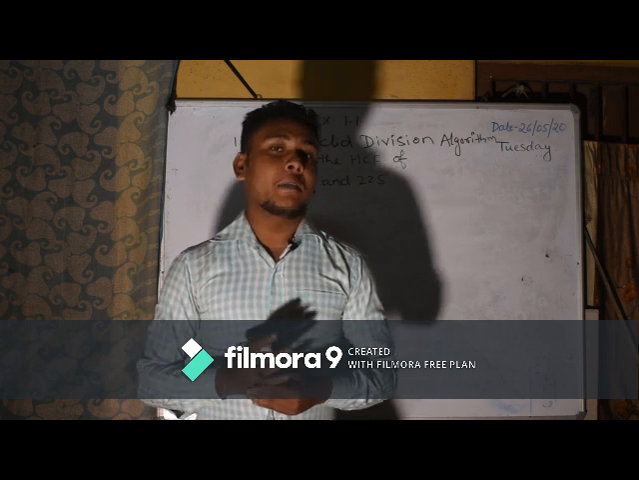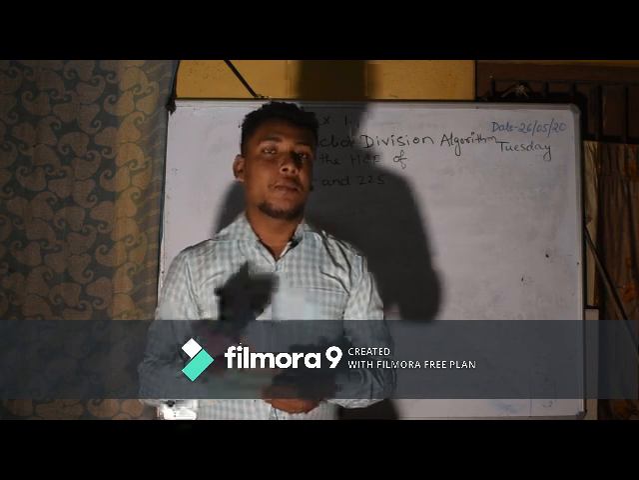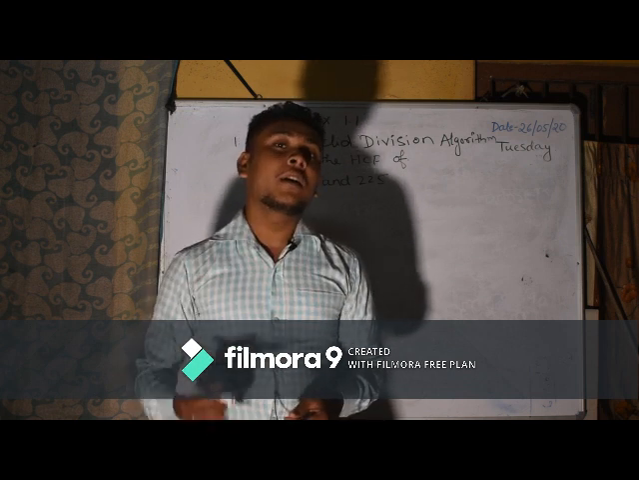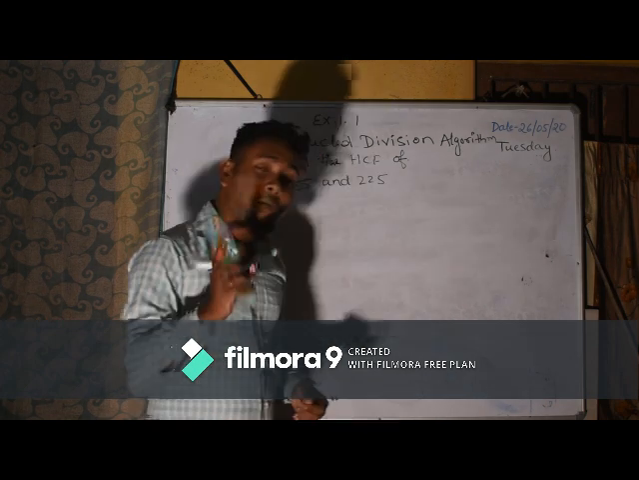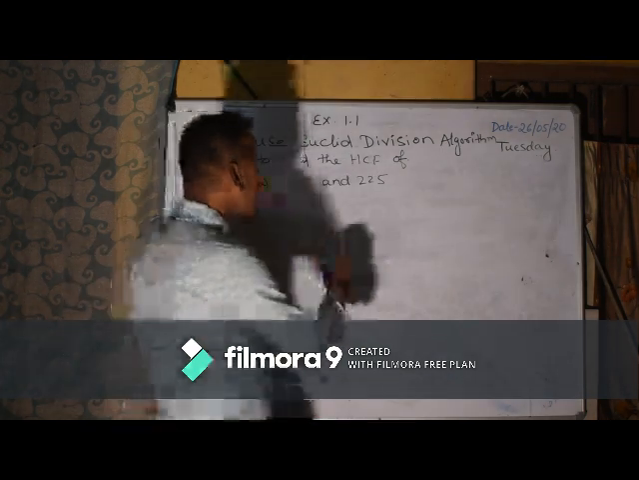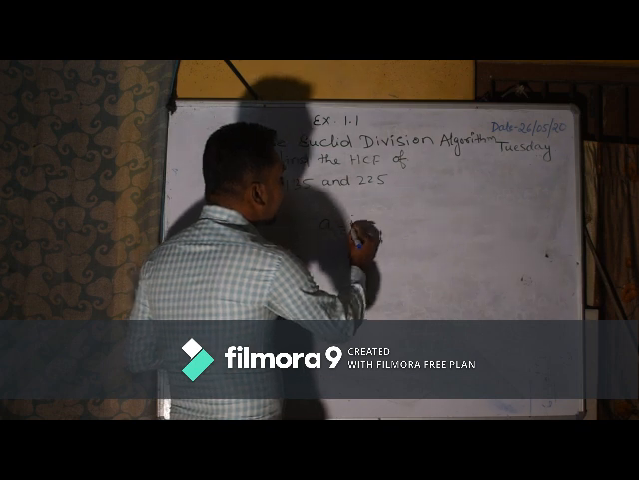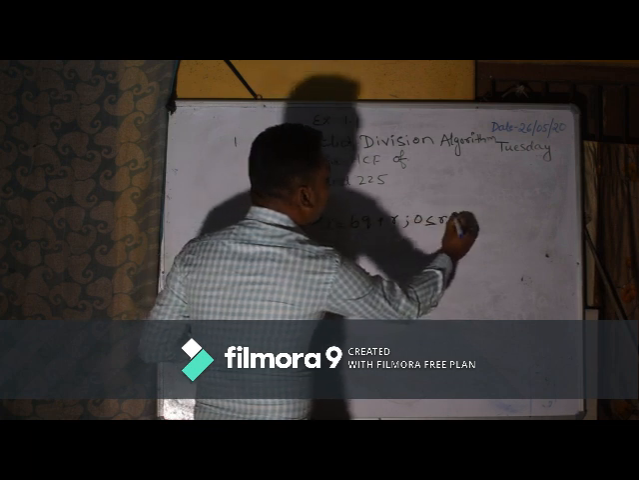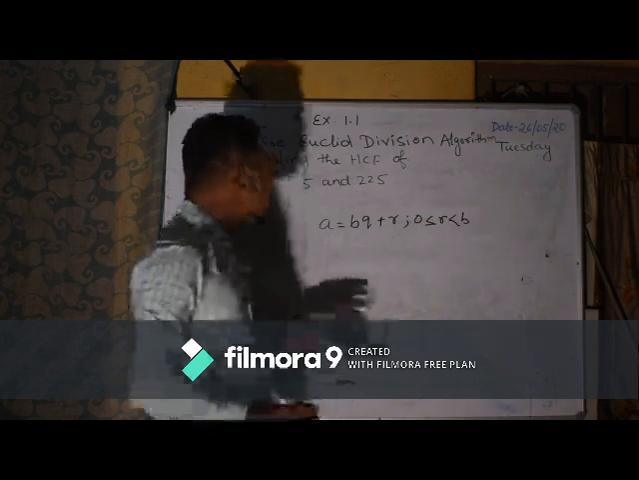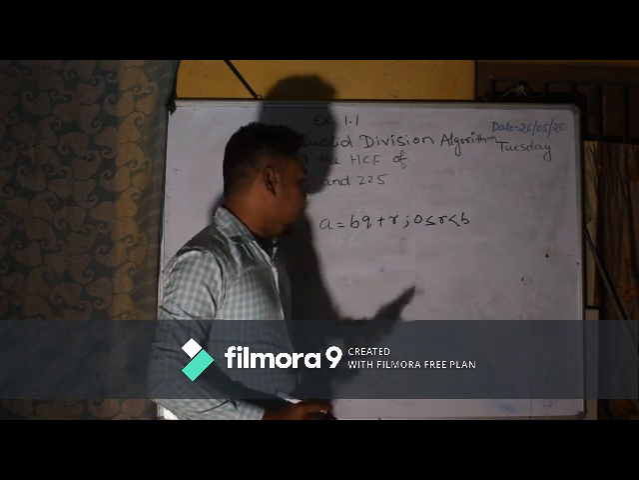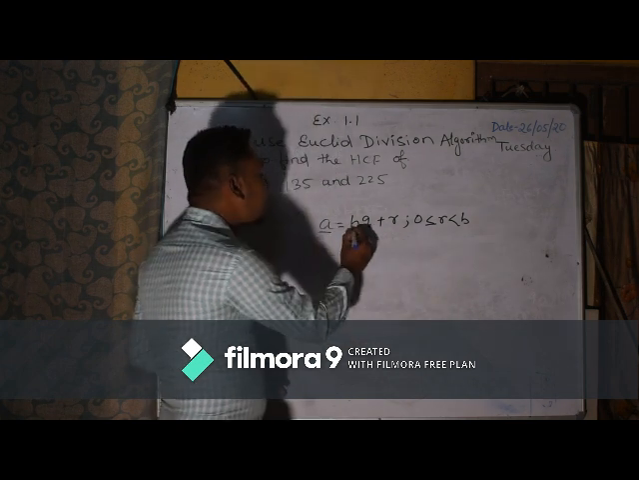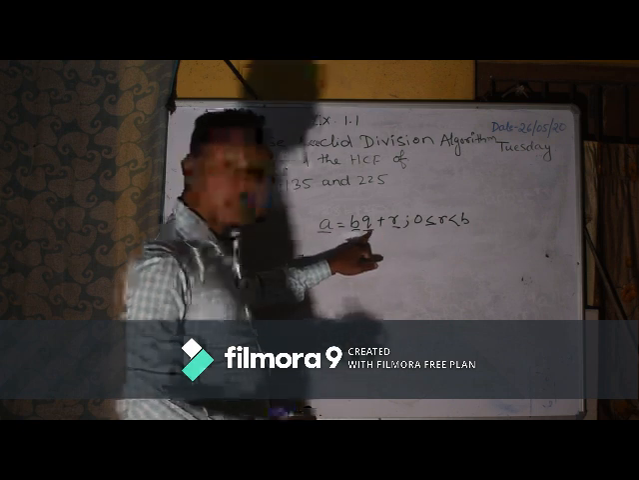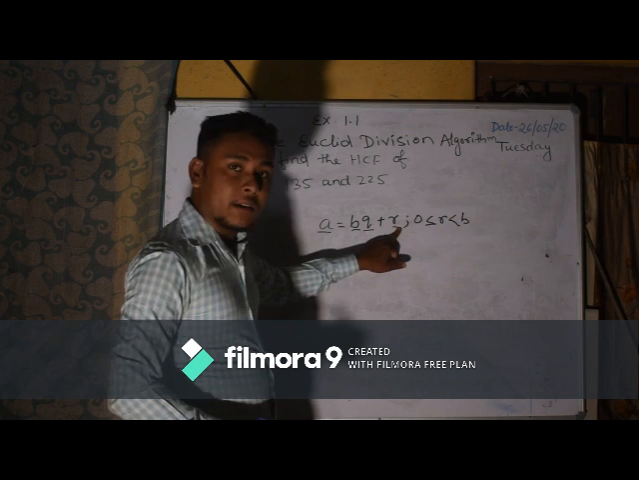As we already know, Euclid division lemma and Euclid division algorithm are different. The lemma is the formula, while the algorithm is the repetition of Euclid division lemma till the remainder becomes 0. The formula for Euclid division lemma was a equals bq plus r, 0 less than or equal to r less than b, where a and b are the two numbers, q is the quotient and r is the remainder.